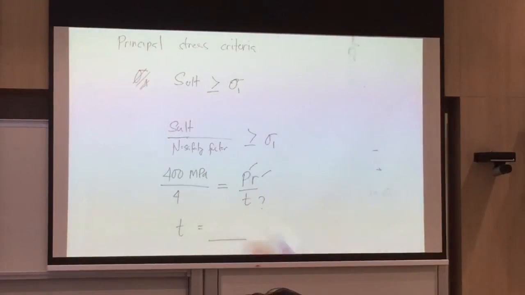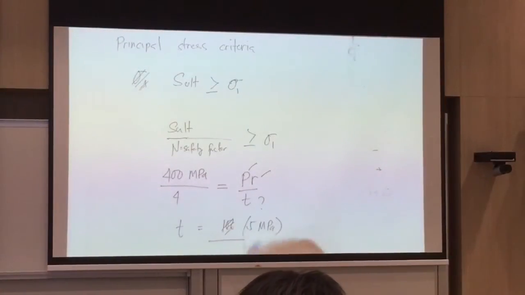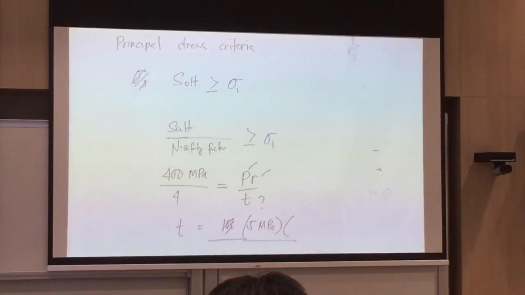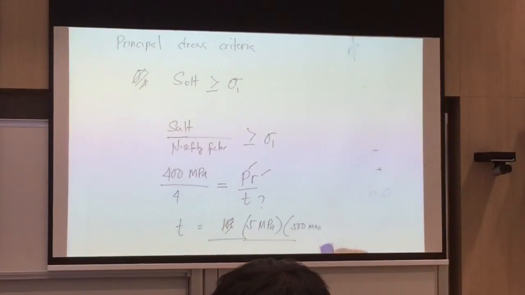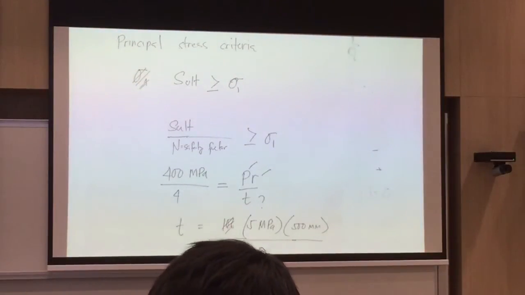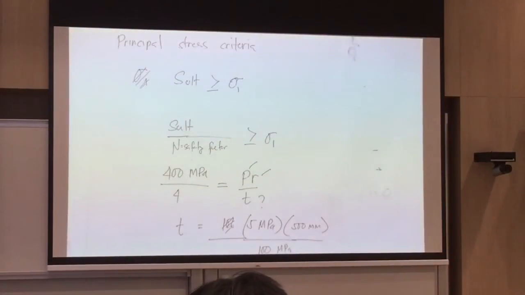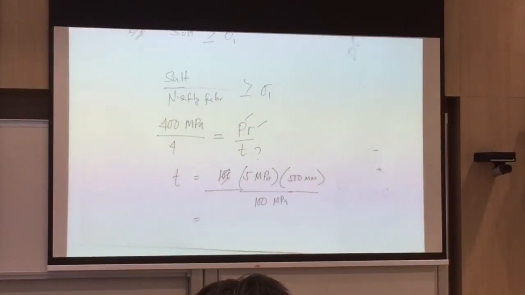So this one is the pressure, that is 5 megapascal. R, the diameter is 1 meter divided by 2, so this will be 500 millimeters. And then you have this one to be 100 megapascal. That gives you 25 millimeters.